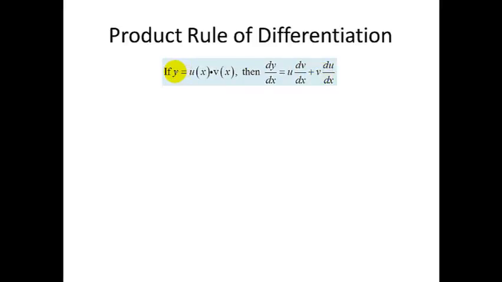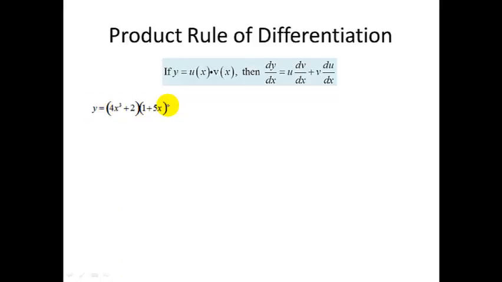The formula says that if you have y, where y is a product of a function u(x) and another function v(x), then to find dy/dx, it will be u times dv/dx plus v times du/dx. Let's illustrate this with examples.